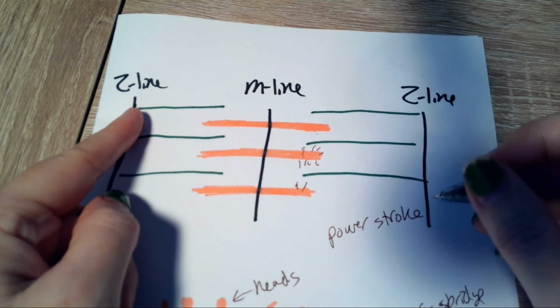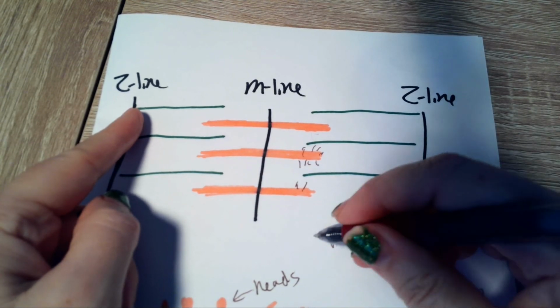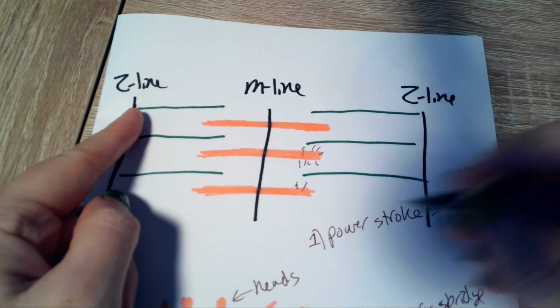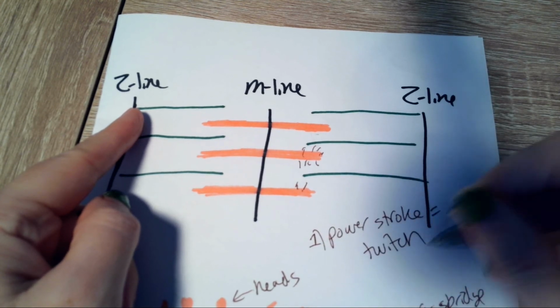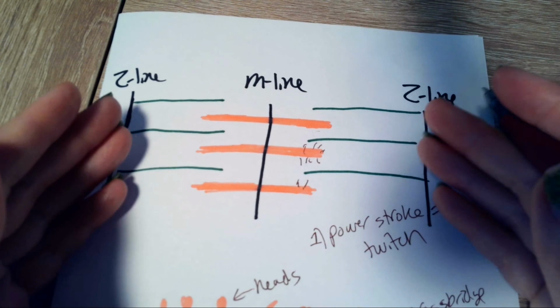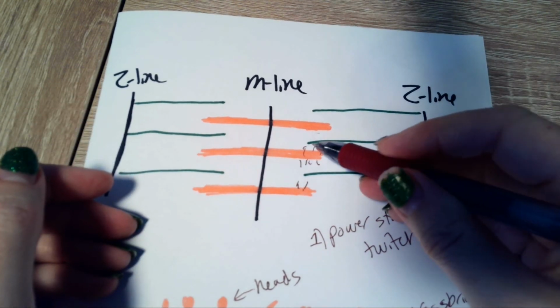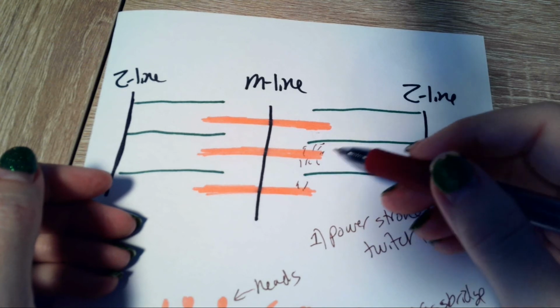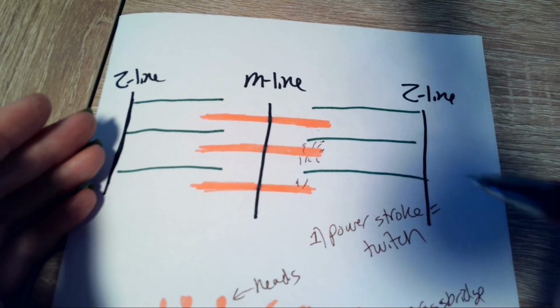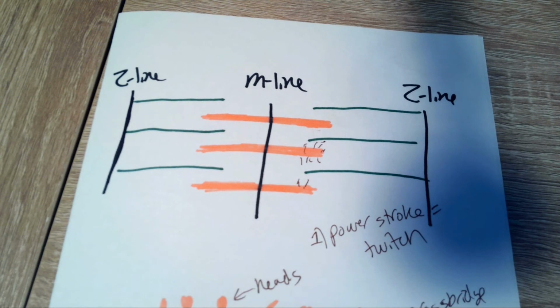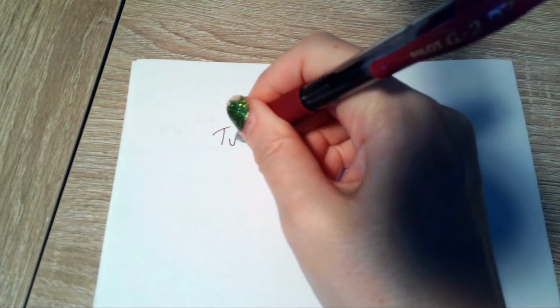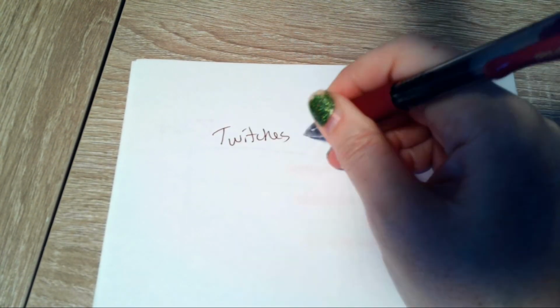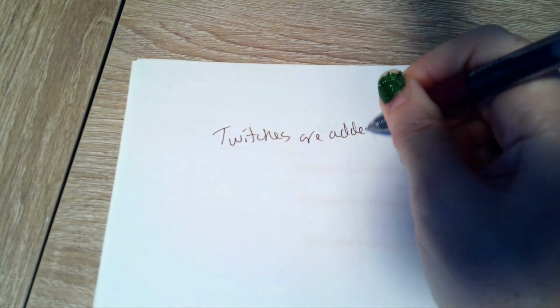And each time you have a power stroke, one power stroke is equal to a twitch. Okay? So every time you pivot in, it's a twitch. So it grabs, pivots, that's a twitch. Let's go, grabs, pivots, another twitch. And in order to have an actual full motion, you have to have lots and lots of these twitches added up together, happening repeatedly over and over again. So our twitches are added up to create a contraction.